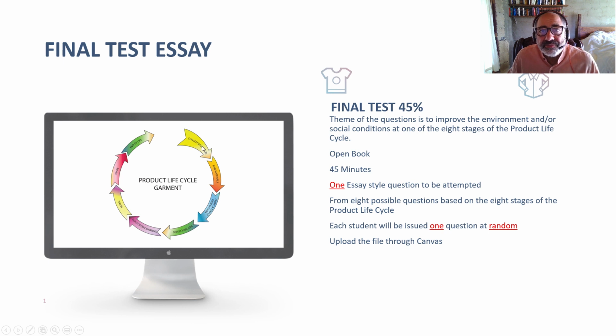Sounds easy. The problem is you don't know which one you're going to get because each student will be issued a question on a random basis. So you might get a question on raw materials, or it might be on end of life or on retail, etc. What that means is that the work occurs in the preparation for it because you have to prepare 8 possible scenarios or 8 questions and only answer one of them.